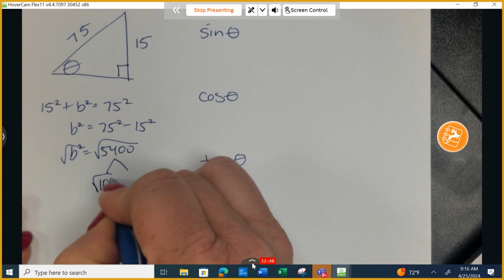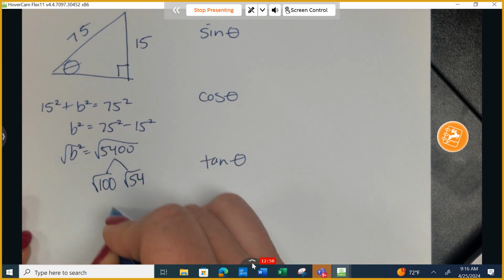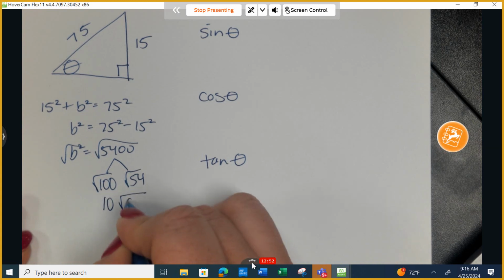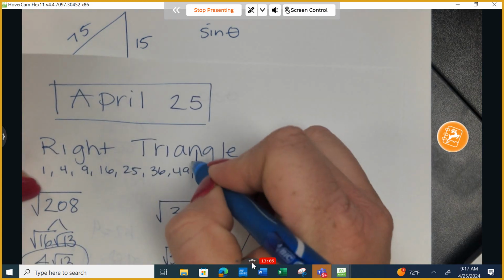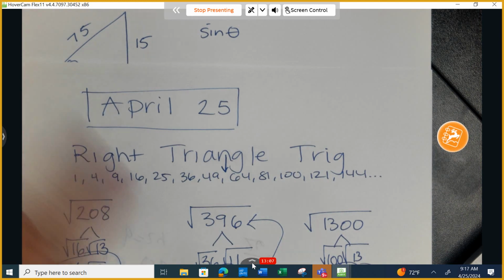This breaks into 100 times the square root of 54. Well, I know the square root of 100 is 10. But now I have to ask myself, the square root of 54, can that be broken down further? So I want you to look back to that paper that listed the perfect squares. That would be right here. And we can see 54 would be right between 49 and 64.